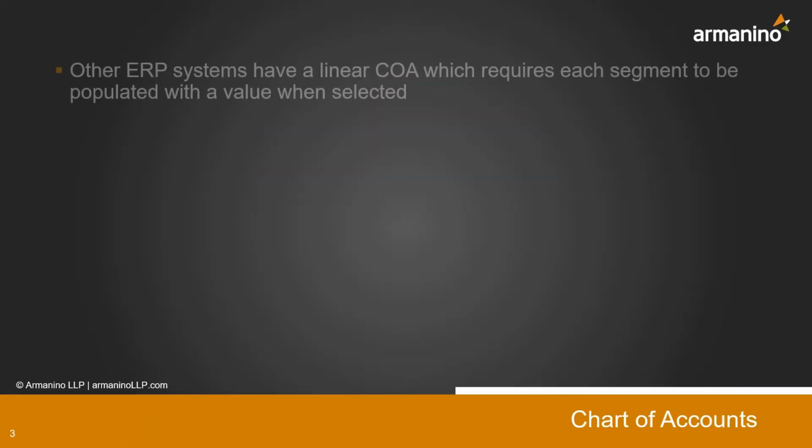same data. Most ERP solutions have a linear segmented chart of accounts, which means that we have to select a value from each segment and basically weld those values together to create a single GL account. Now, over time, this creates a very large chart of accounts.